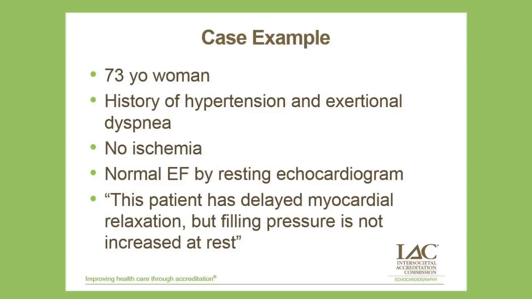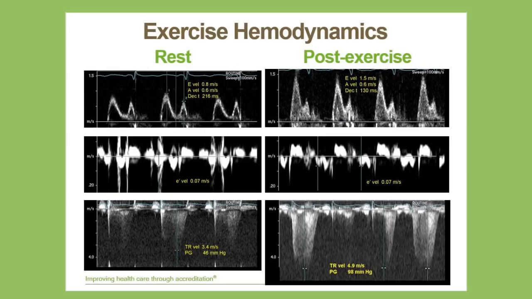This is a 73-year-old lady with hypertension and exertional dyspnea, not at rest. She doesn't have ischemia and had a normal EF by resting echo. The note said this patient has delayed myocardial relaxation, but filling pressure is not increased at rest.